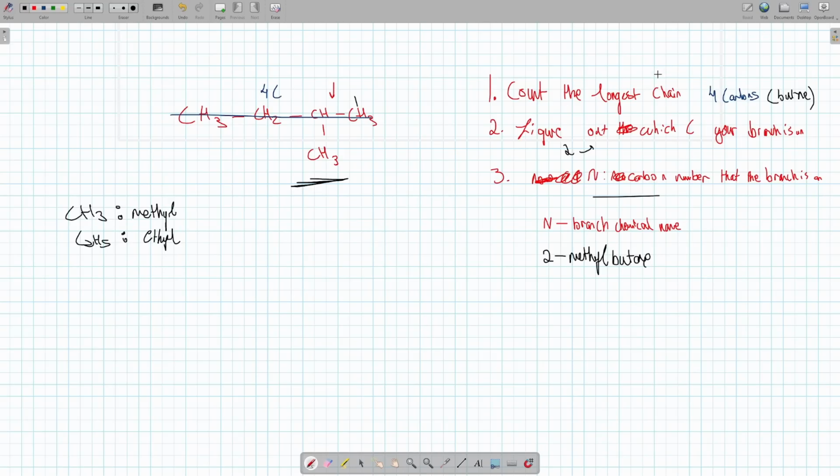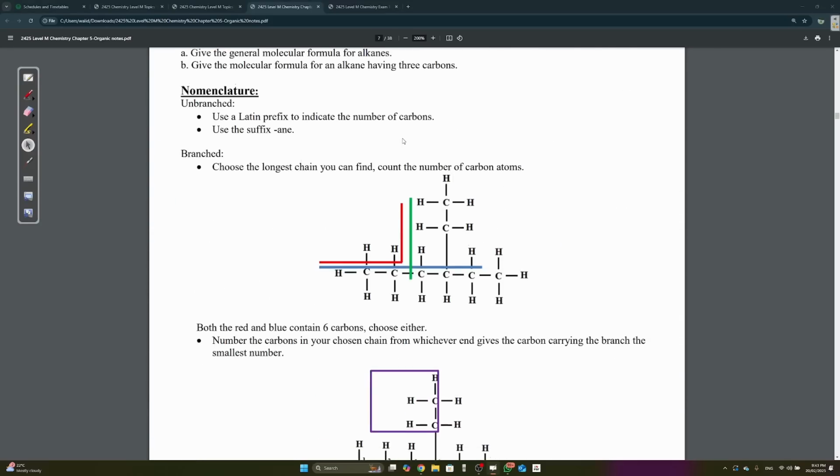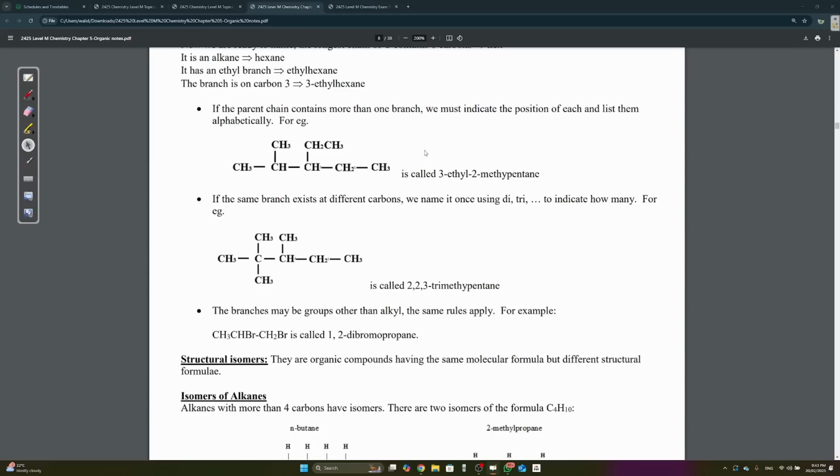I'll give another example. I'll just move with the notes actually. So you can see here, I'll do this one. Here, let's count the longest chain. Always the longest chain. We have 1, 2, 3, 4, 5. 5 carbons here. Let's try this. 5 carbons as well. This is CH2, CH3, counted all as 1. It's counted as 5 as well.